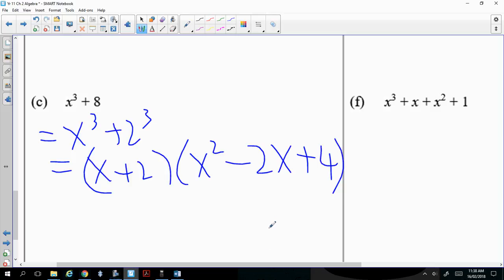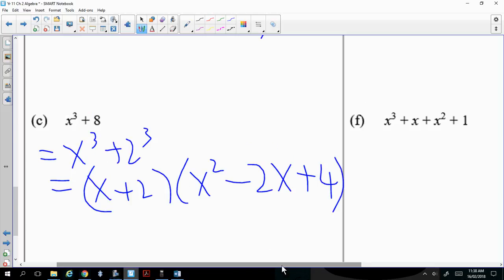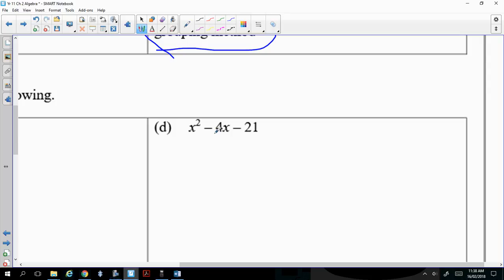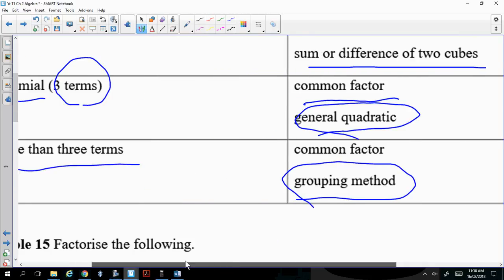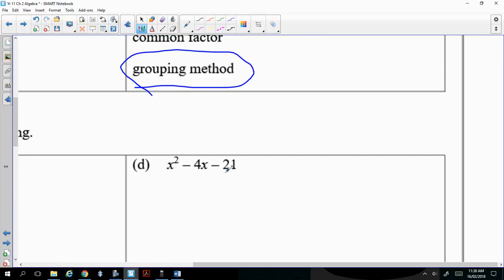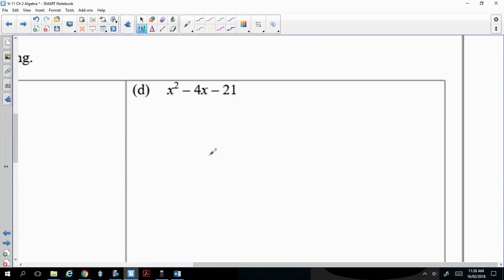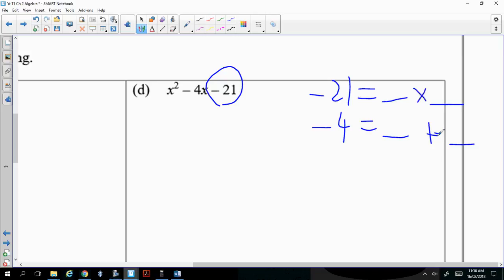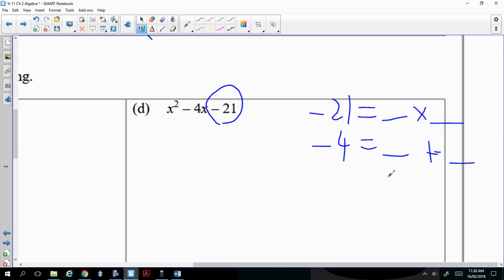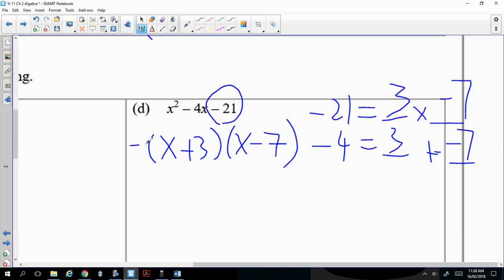Alright, trinomial, three terms. And then you check, is there a common factor? No, no common factor. Is that quadratic? Yes. So you have to look for two numbers which multiply to get 21 and add to get -4. And what would it be? Yes, 3 and -7, that works. So you just have to do x plus 3, x minus 7. Done. Question? Alright, good. Once we're done, we can do part E.